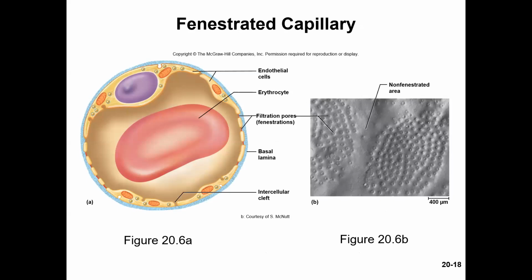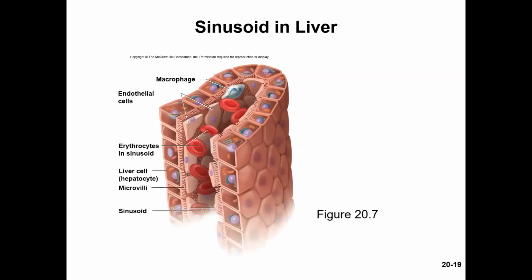So here's an example of the fenestrated capillary. You can see on the slide prepared under the microscope, it has a non-fenestrated area, so the fenestrations don't have to be the entire way around it. But you can see the holes, again, designed for movement of particles, solutes and fluids and whatever else needs to move between there. Here's an example of the sinusoid in the liver.